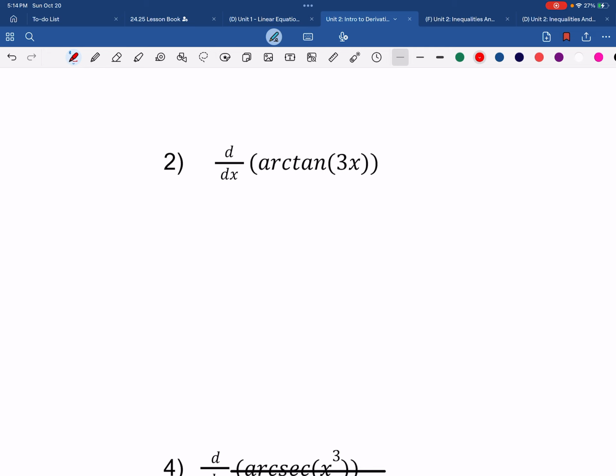All right, for this next one, we're going to do the same thing. I know that u equals 3x, which means u prime equals 3. I have u prime all over 1 plus u squared. So 3 over 1 plus 3x all squared, or 3 divided by 1 plus 9x squared.